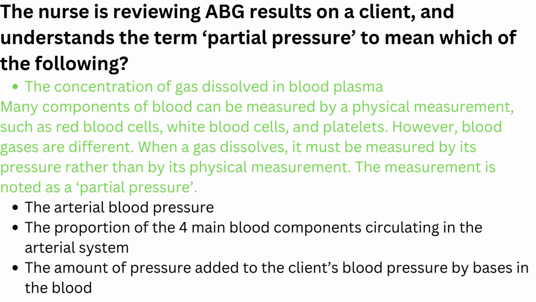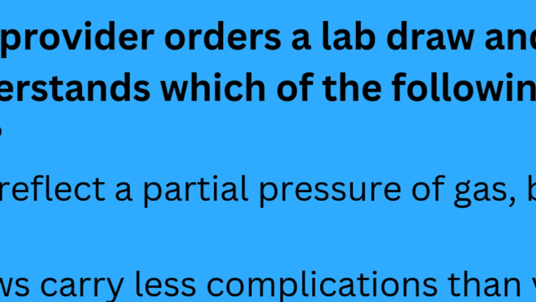The correct answer is the concentration of gas dissolved in blood plasma. Many components of blood can be measured by physical measurement, such as red blood cells, white blood cells, and platelets. However, blood gases are different. When a gas dissolves, it must be measured by its pressure rather than its physical measurement. The measurement is noted as a partial pressure.